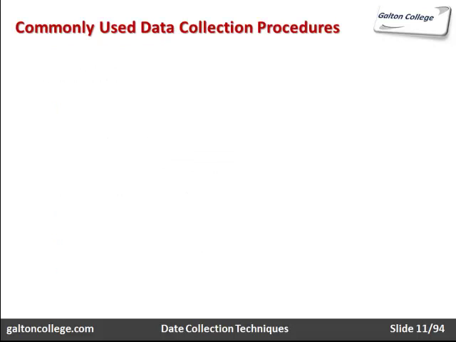So let's look at some commonly used procedures for data collection. Well, the first one is we can collect data from an experiment. The natural sciences are very good at this, physics and biology and so on. It's not so much done in business. We don't experiment so much, but for completeness, it is a way of collecting data, so it deserves a mention.